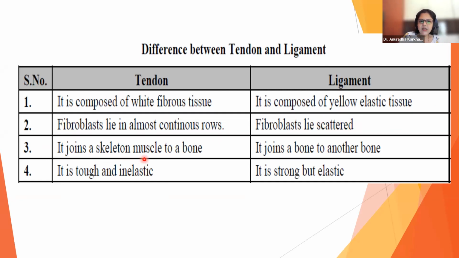A tendon joins muscle to a bone. A ligament joins bone to another bone. A tendon is tough and inelastic. A ligament is strong, but it is elastic. Okay, so this is the distinction between tendon and ligament for 2 marks. They ask you this question in your examinations. So you have to write down 4 points, which are the distinguishing characters of tendon and ligament. Simple now?